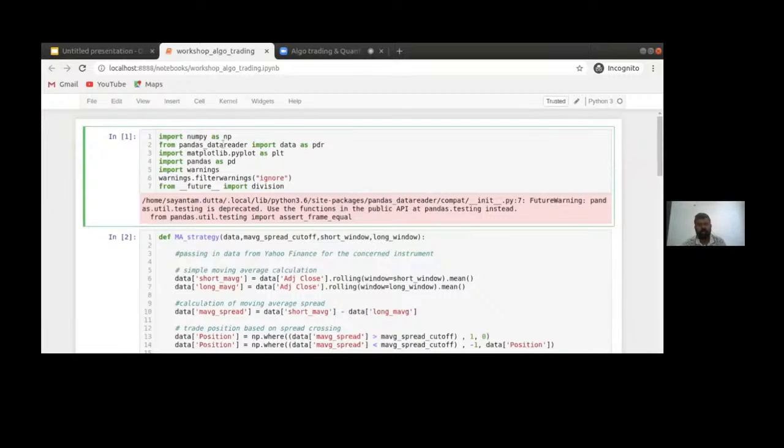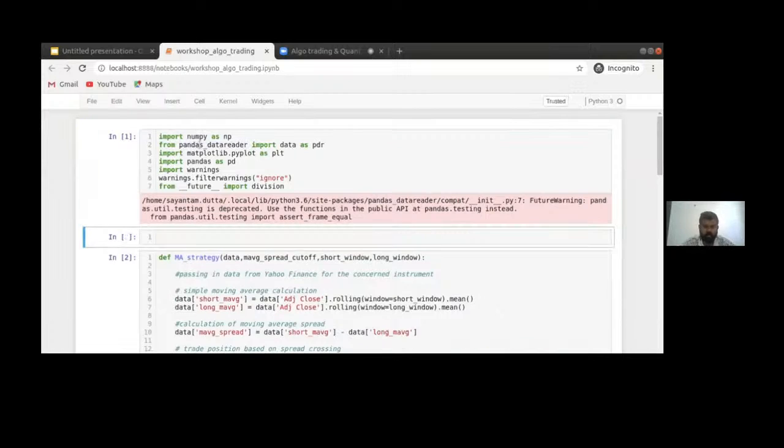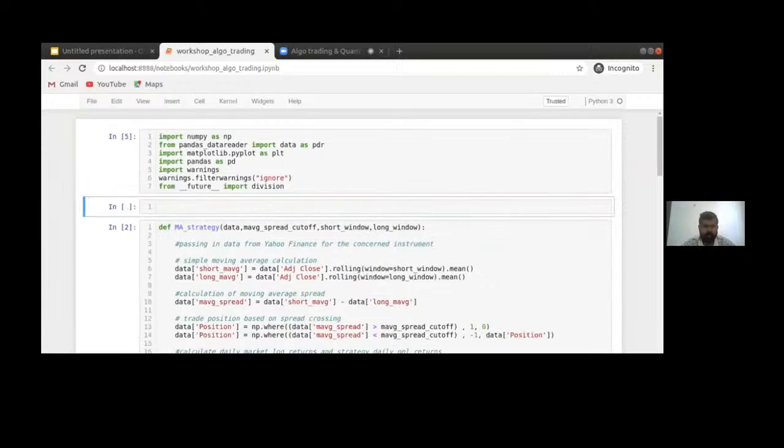Then the next library is Pandas Data Reader. Pandas Data Reader is basically an open source library which fetches data. This is like an API provider, an API which provides you data from Yahoo Finance. So you can use this library to get prices of instruments. I will give you a demo of how you can get the price. I have imported pandas data reader as pdr.